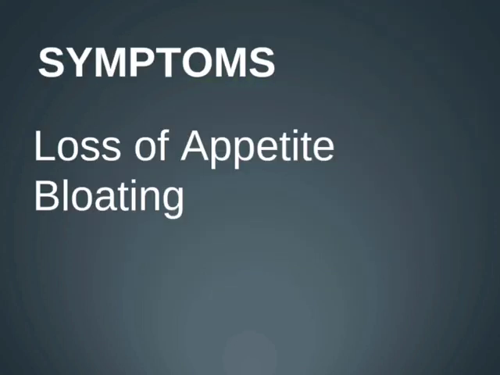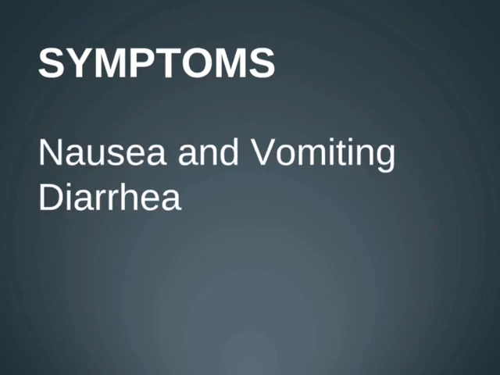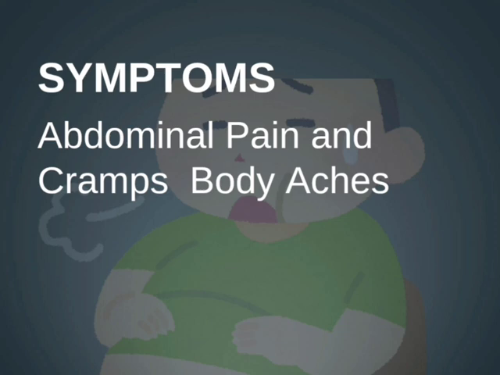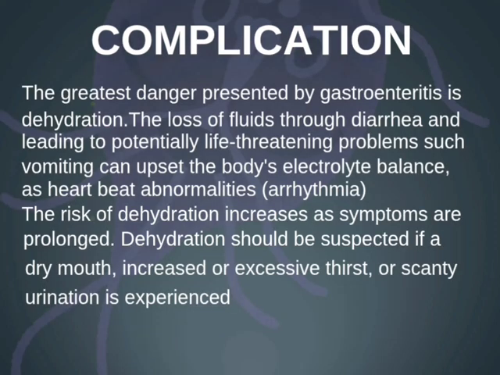Symptoms of gastroenteritis. Typical symptoms include loss of appetite and bloating, nausea and vomiting, diarrhea, abdominal pain and cramps, body aches. The major risk is dehydration, which can disturb the body's electrolyte balance and lead to serious issues like irregular heartbeat. Watch for signs like dry mouth, excessive thirst, and reduced urination.